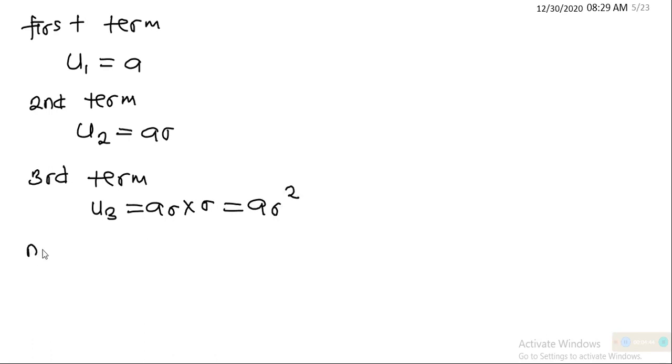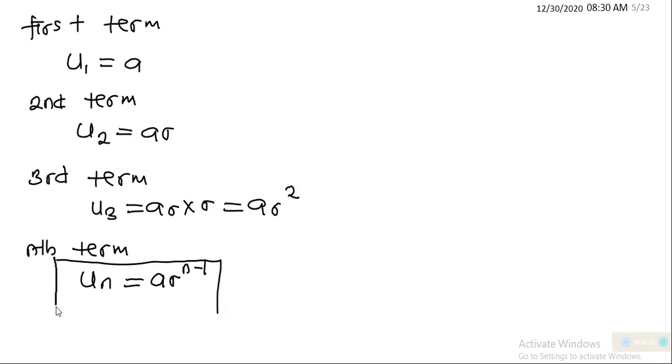And of course the nth term from this will be Un. If you follow the pattern here, Un is a times r raised to power n minus 1, because U3 is ar squared, which is 3 minus 1, so Un will be ar^(n-1). And this is the formula for calculating the nth term of a GP.